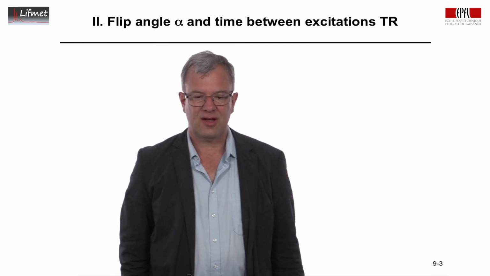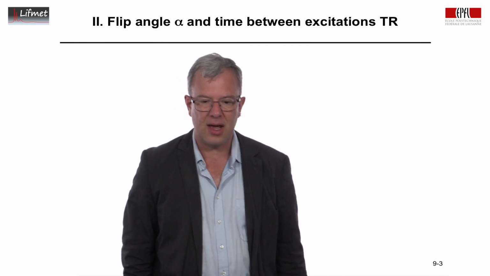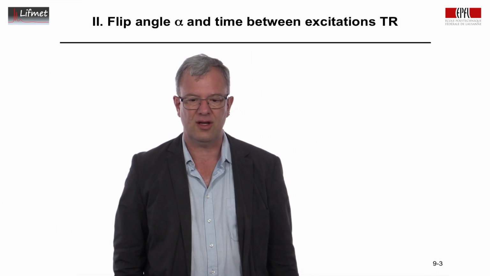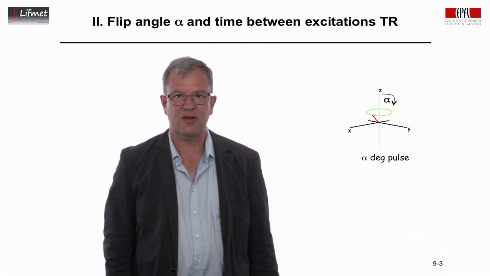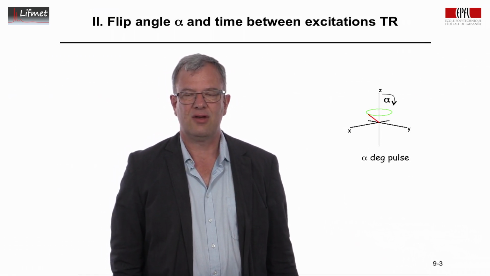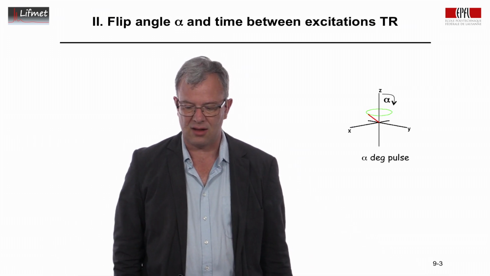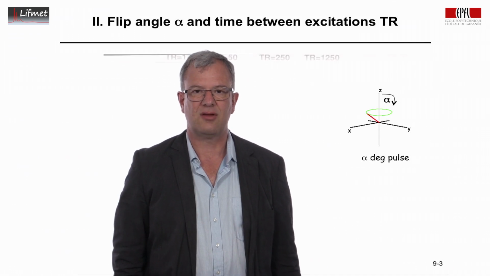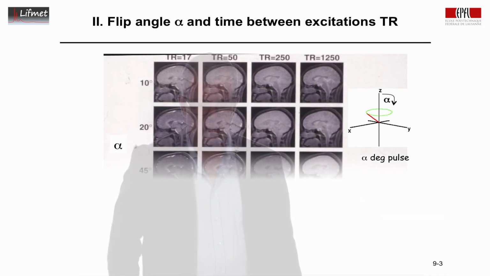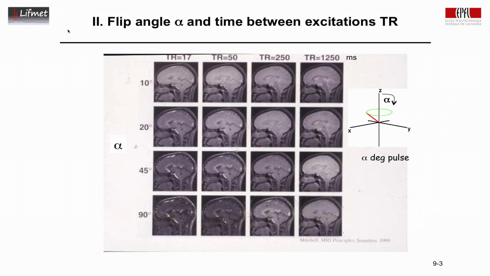The next parameters, actually two parameters I want to look at, are the flip angle alpha, which we've dealt with last week. This is by how much we tilt the magnetization away from Z. So we have taken equilibrium magnetization and we've tilted it away from the Z-axis by this angle alpha, and now it precesses. And the other parameter is the time between excitations, TR. We have on the vertical axis the TR in milliseconds, so this increases from 17 milliseconds to 1.25 seconds, and the flip angle increases from 10 to 90 degrees.